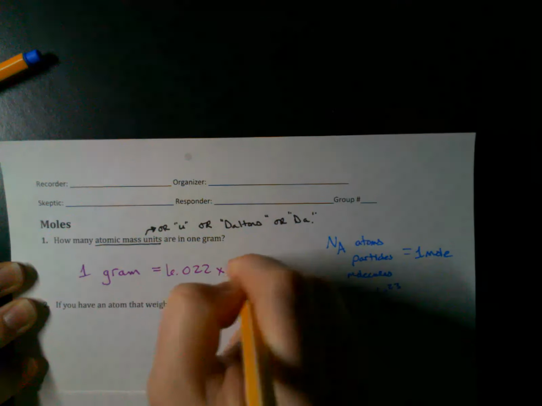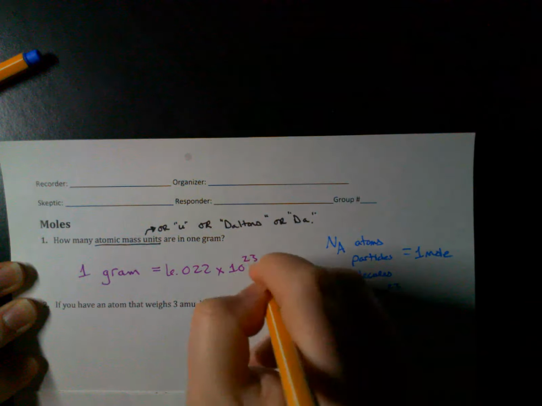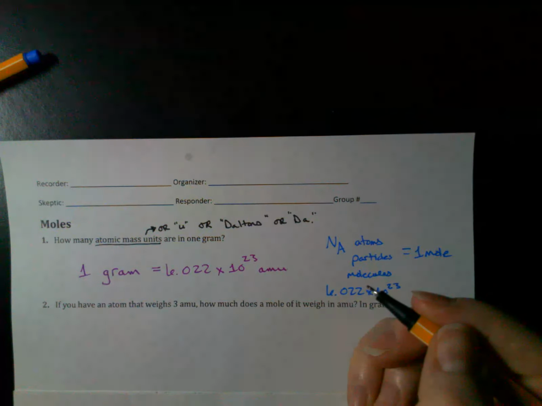So in 1 gram, there's 6.022 times 10 to the 23 AMU.